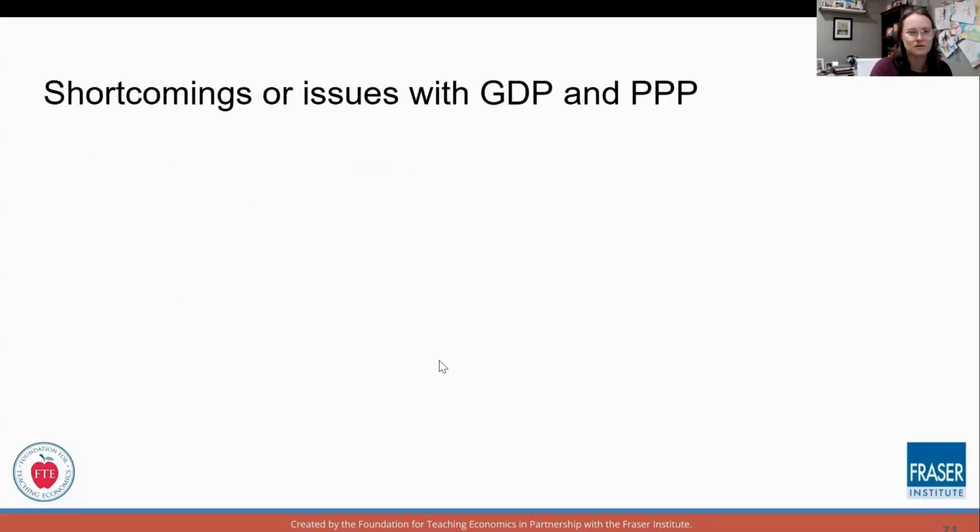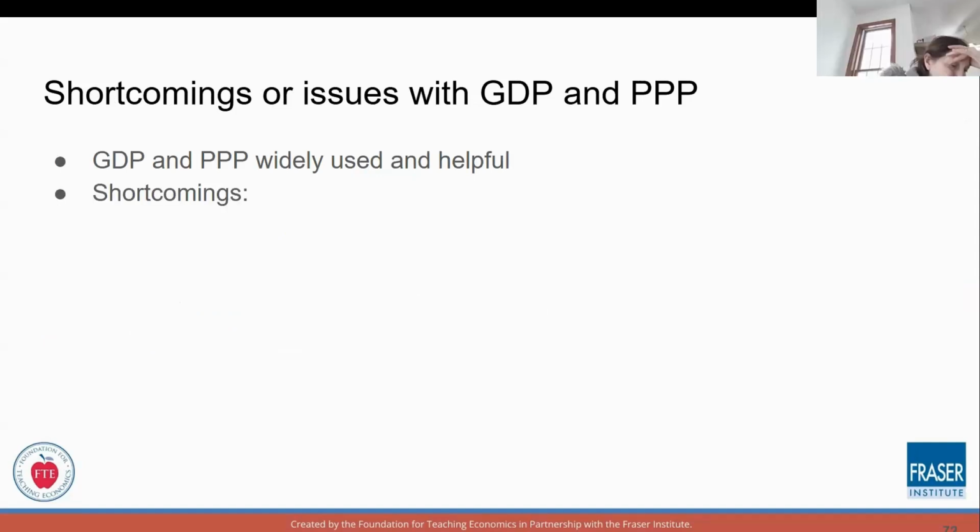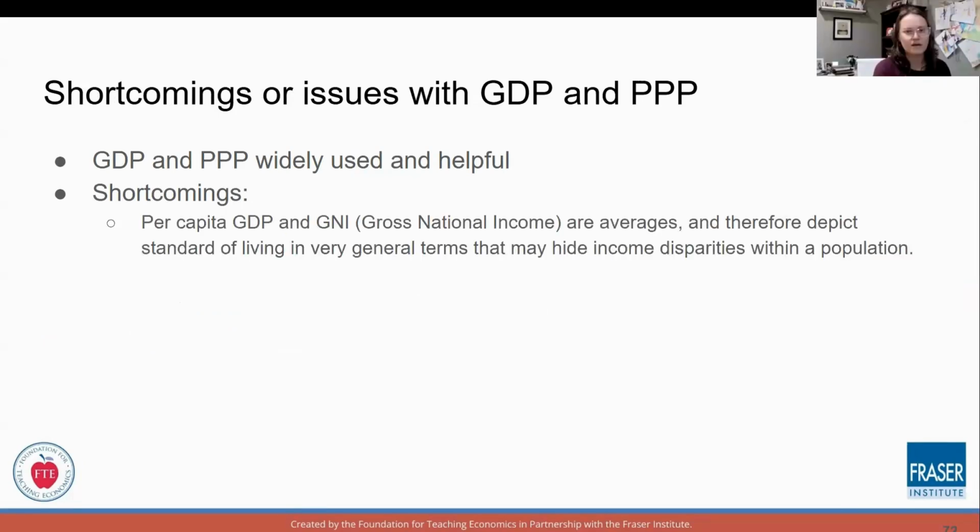Which I think is another interesting way to look at this. So we've talked about this, but I'm going to maybe spend more time on shortcomings. GDP and PPP are widely used, helpful, great information, but they have issues. They're averages, and so they depict a standard of living in very general terms that may hide income disparities within a population. Averages are pulled up by the high end, or pulled down by the low end. So absolutely, these are things to talk about.